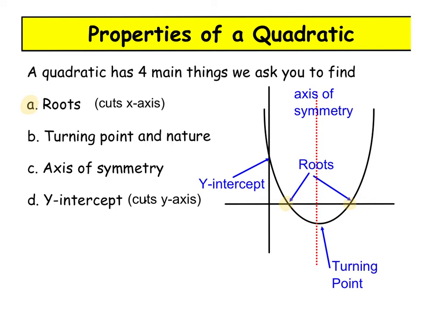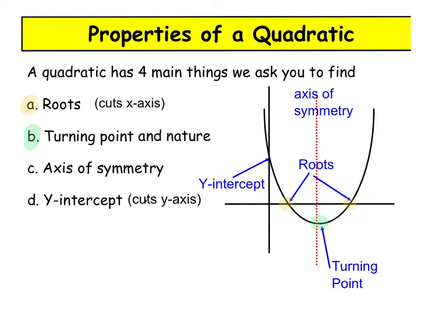And the way we do that is through factorising. The second thing they ask you about is your turning point. So this is your turning point here. Now there's different ways to get your turning point, okay? You can get your turning point by writing it in completing the square form.